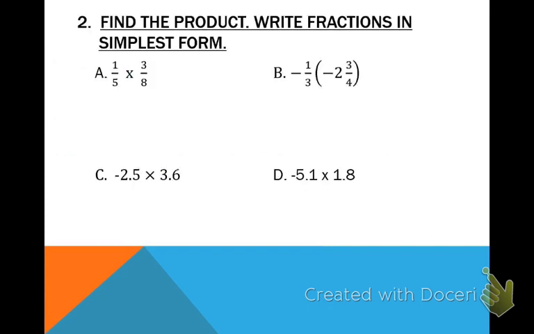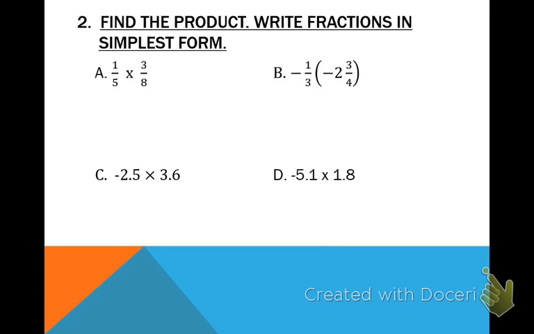So now we're going to do a few problems using those rules that we've just talked about. Find the product and write the fractions in simplest form. So when I'm doing this, guys, do I need to find a common denominator first? No. Everybody, read me what you just said there on the first star. You do not need to find a common denominator. Okay, so the answer is no.